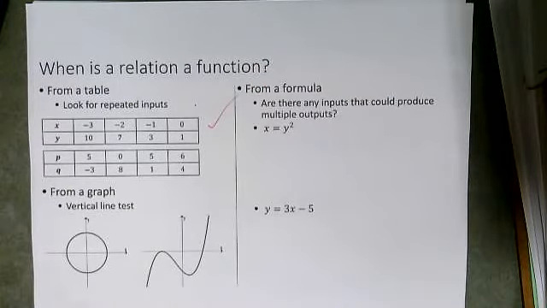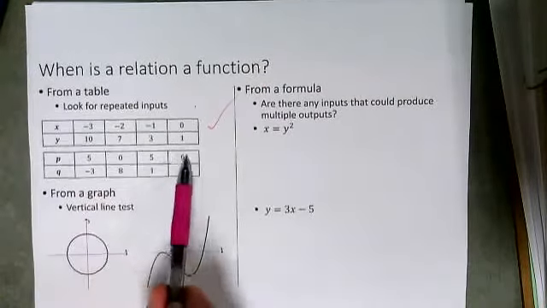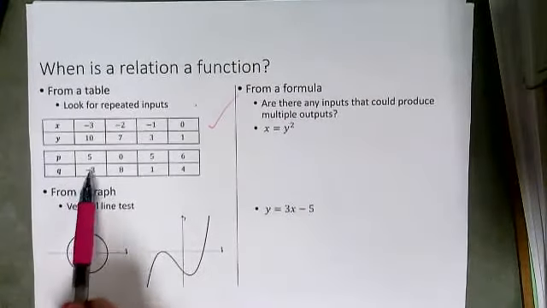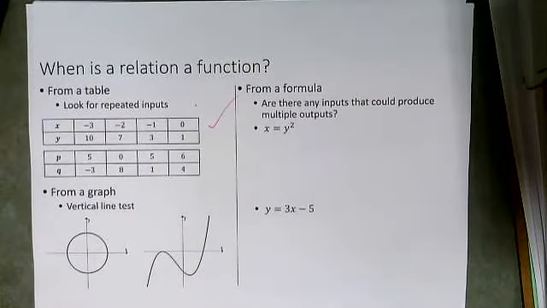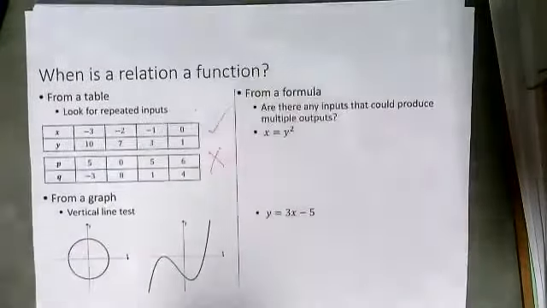The next one, we have 5, -3, 5, 1. One input going to two different outputs. That means that it is not a function.